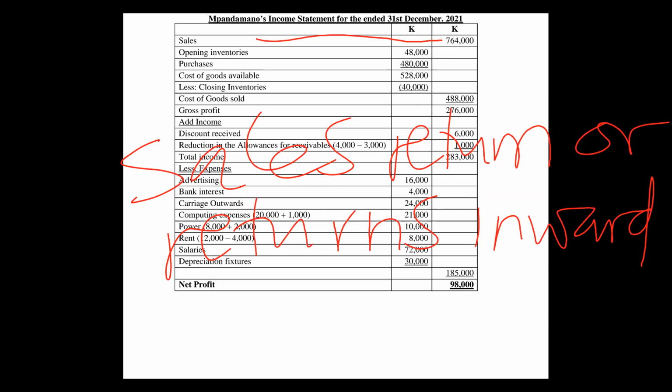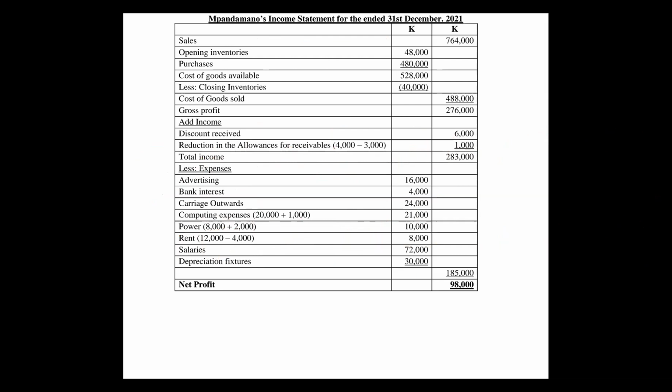Yes, sir. So you say sales minus the returns inward. That is the amount you record here as the net sales now. It will not be sales, it will be called net sales. Net sales simply means sales minus returns inward. Then from there you reduce the cost of goods. Under the cost of goods, that's why you have opening inventory. From the opening inventory, you add the purchases.